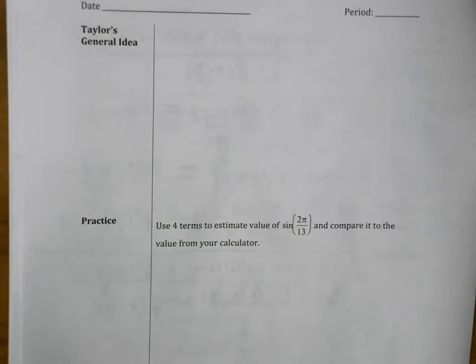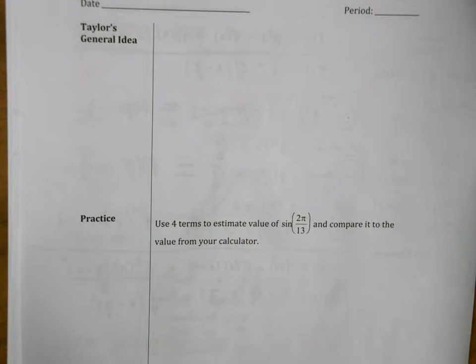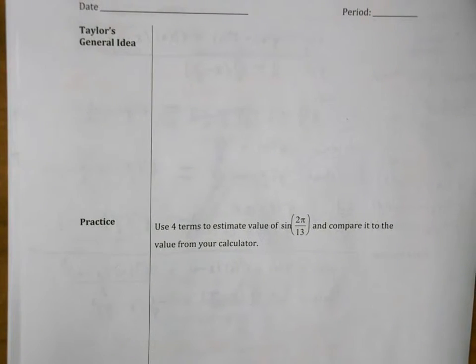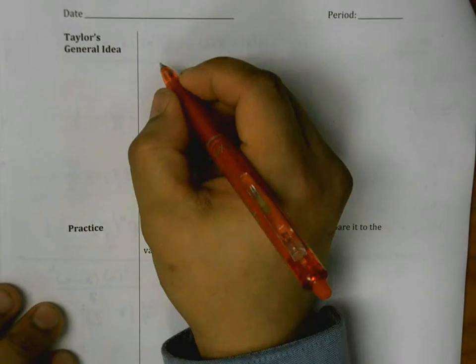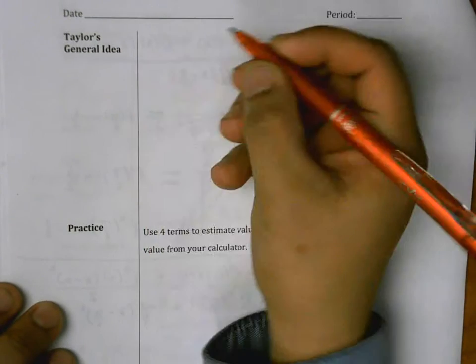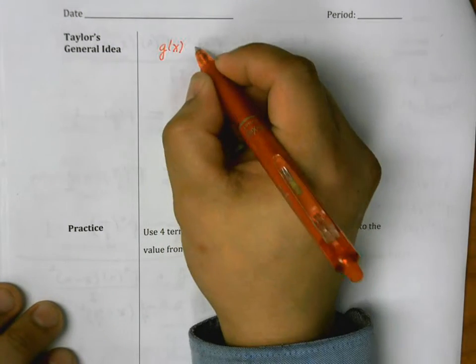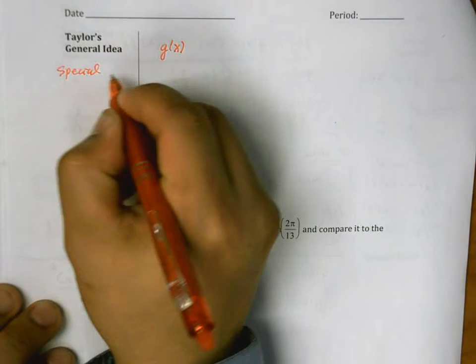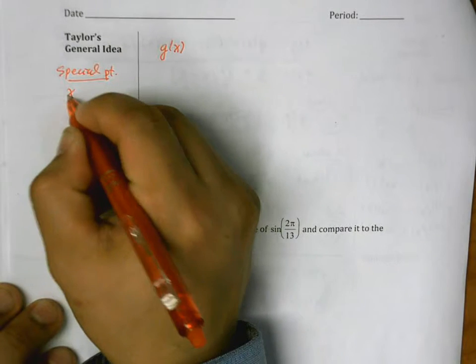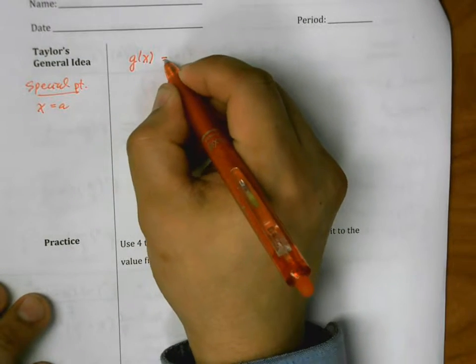And in the last couple videos we tried three different attempts to find a good polynomial that will approximate the sine function. And I think we've arrived at a point now where we can talk about Taylor and his general idea. So his general idea is, again, we're going to use g of x to approximate f of x. And our special point here is a. Taylor said, well, why don't we just do this?